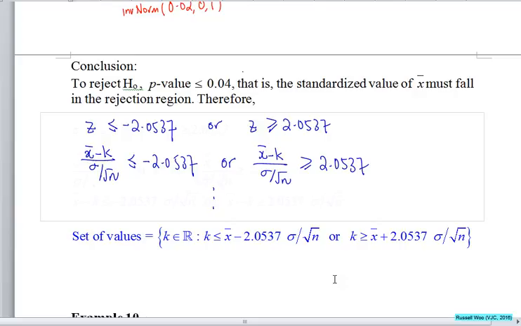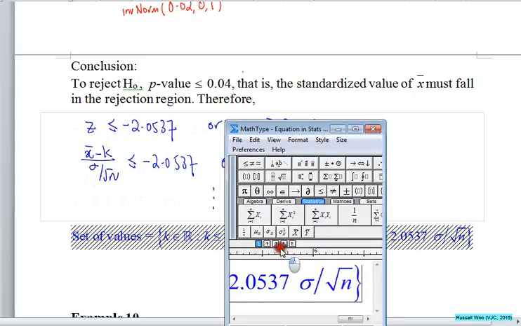Wait, why is it not in 3SF? I have no idea. Okay, wait. Edit this a little bit.